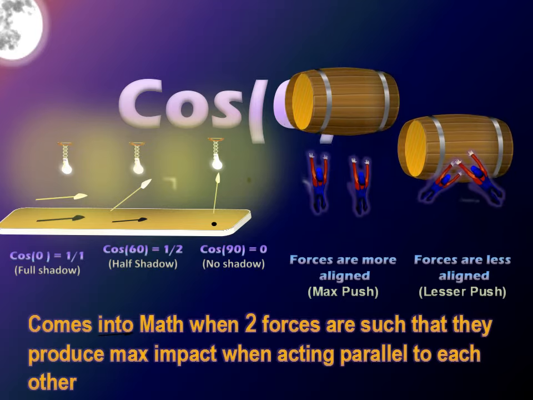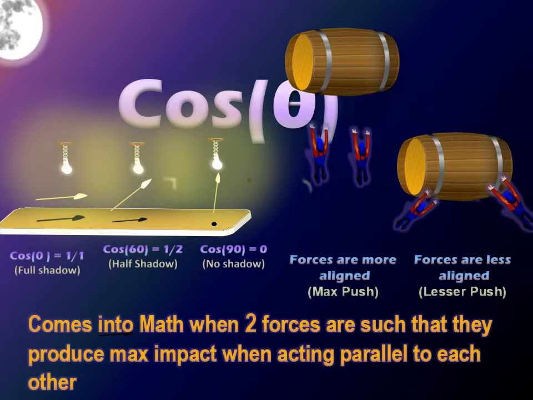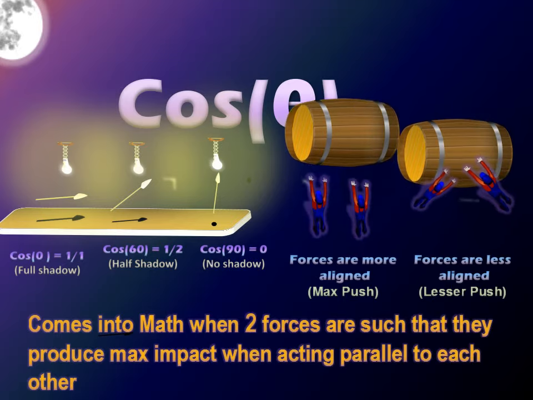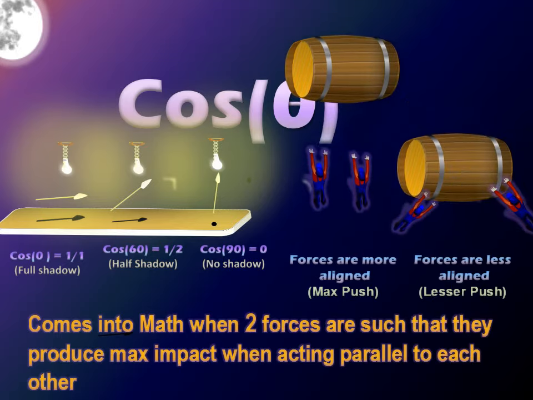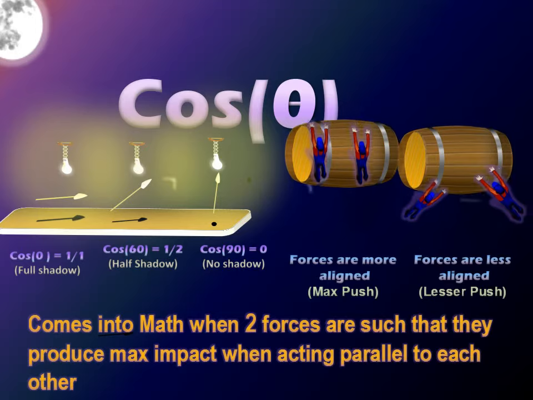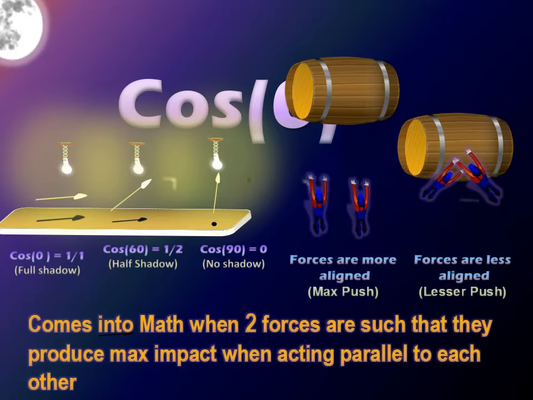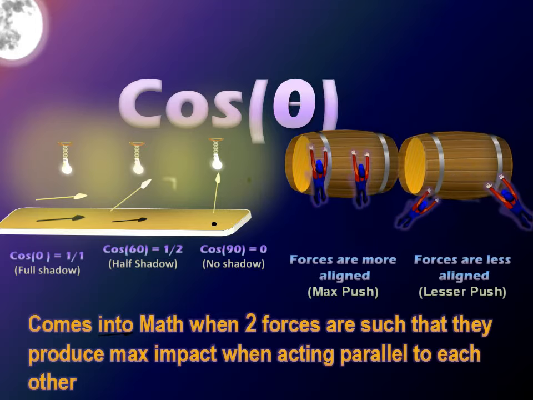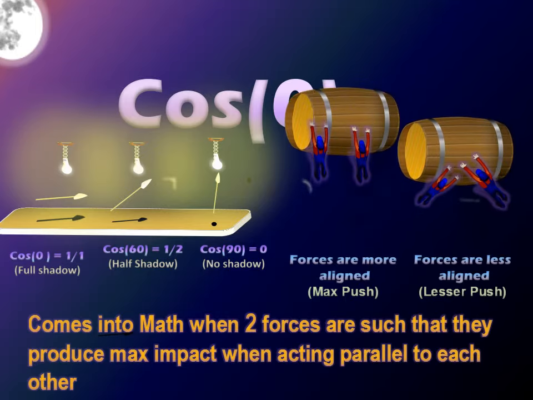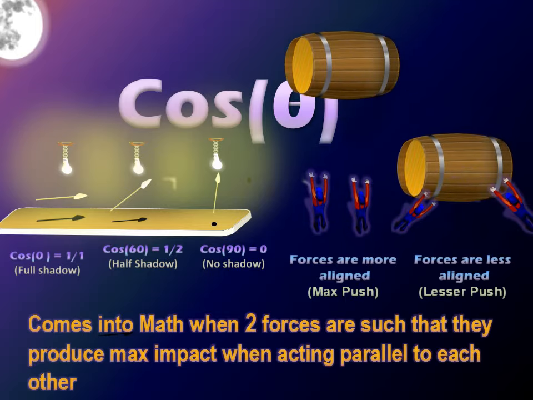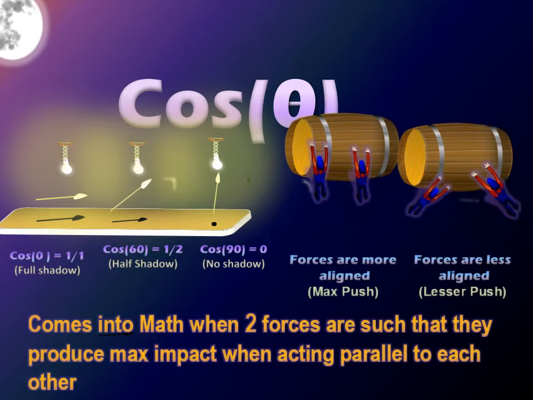But now in the second image, in which these same workers are pushing the drum, they are at an angle of 60 degrees with respect to each other. So now the force gets reduced. I don't know if spread out is the word. So the forces are less aligned, and hence the push generated is lesser.